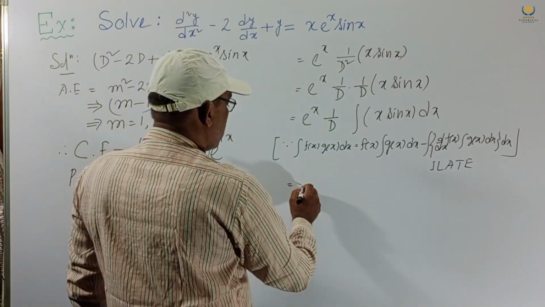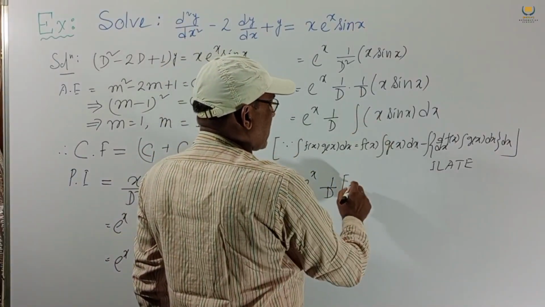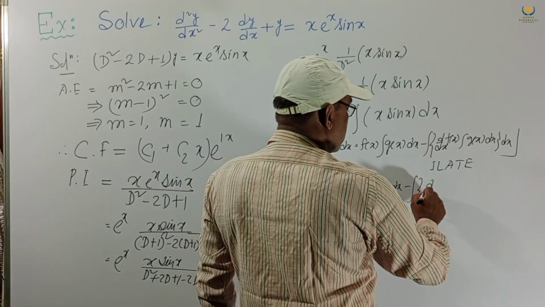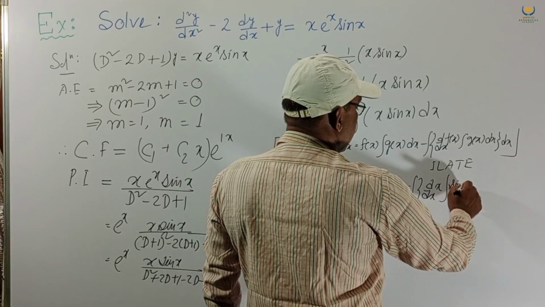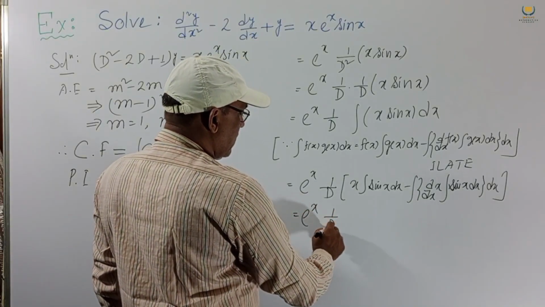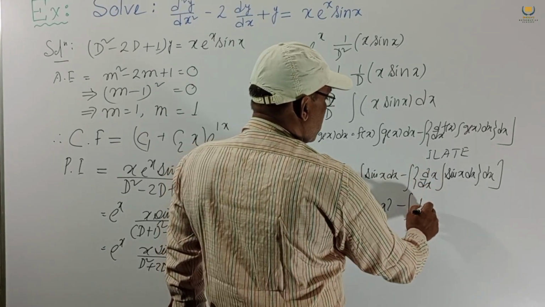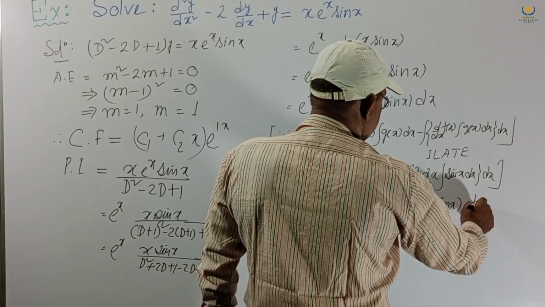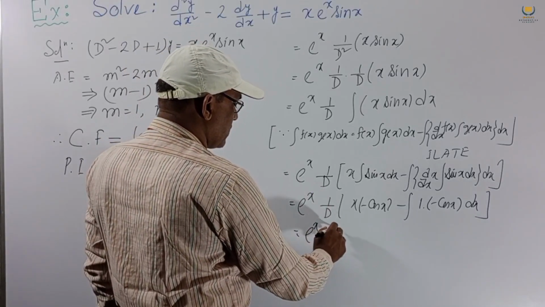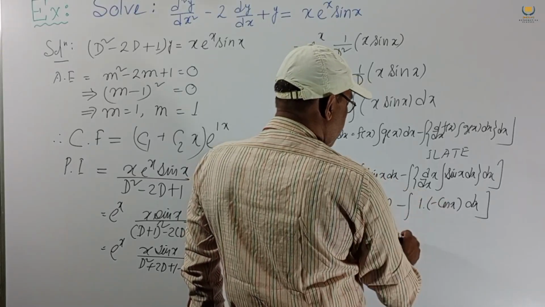Using this by parts formula, we get e to the power x remains the same, 1 by D also remains the same. f(x) means x, integration of sin x dx, minus integration of d by dx of x, integration of sin x dx, into dx. So e to the power x 1 by D, this is x, and integration of sin x means minus cos x. d by dx of x is 1, and this is minus cos x, dx. Again, 1 by D means integration. e to the power x, integration of minus x cos x, minus minus plus, and integration of cos x means sin x.